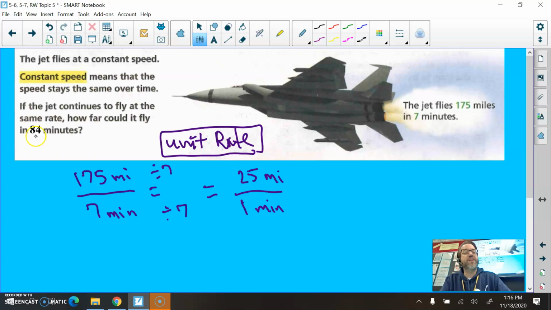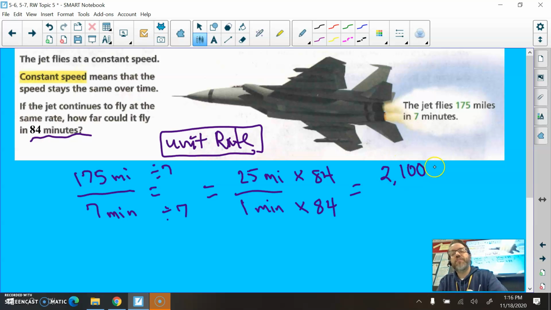All right, so anyway, once we know it's 25 miles in a minute, then if we want to find out what it would be in 84 minutes, well, then you'd just multiply by 84, wouldn't you? Multiply by 84. And then what you find out is you get 2,100 miles in 84 minutes. Okay, so again, we found the same answer. It'll travel 2,100 miles in 84 minutes time.